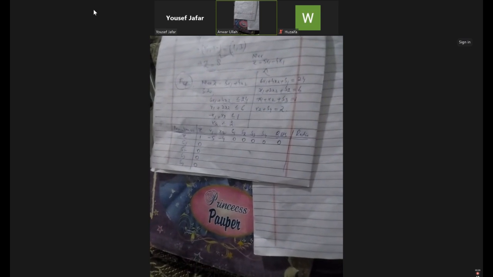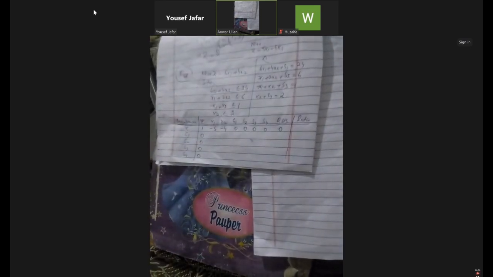Now for the constraints, we have z equal to 0 in all those 4. So we will write 0 below this z column for s1, s2, s3, and s4. For constraint 1, x1 is 6, x2 is 4. For constraint 2, x1 is 1 and x2 is 2. For constraint 3, x1 is minus 1 and x2 is 1. For constraint 4, we have x1 equal to 0 and x2 equal to 1.